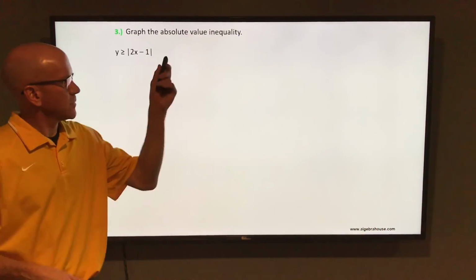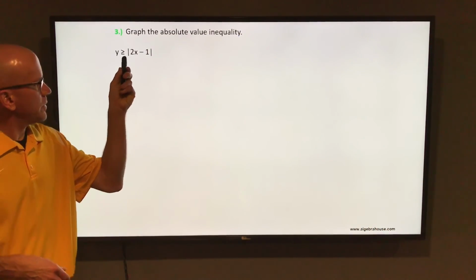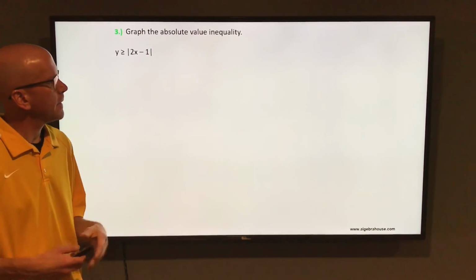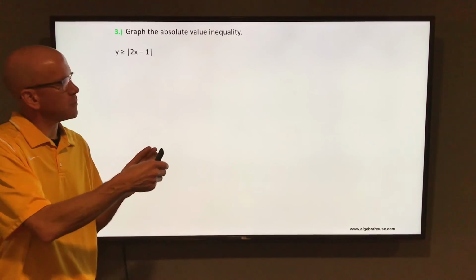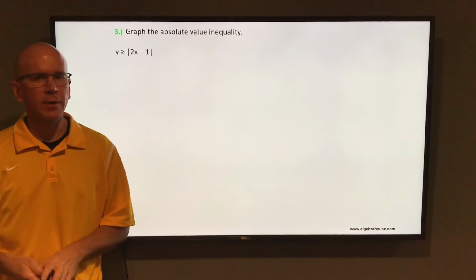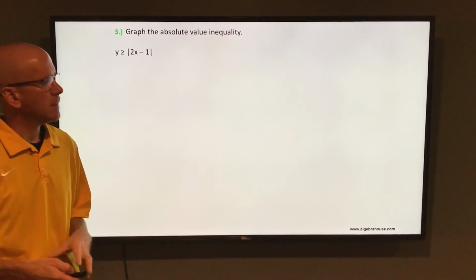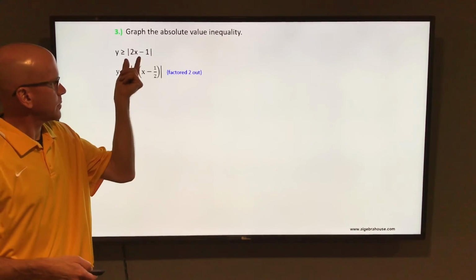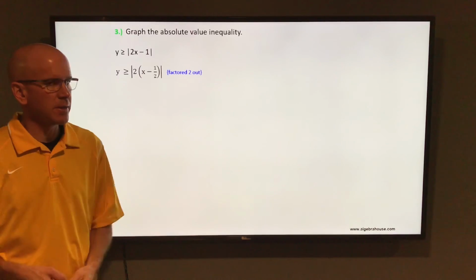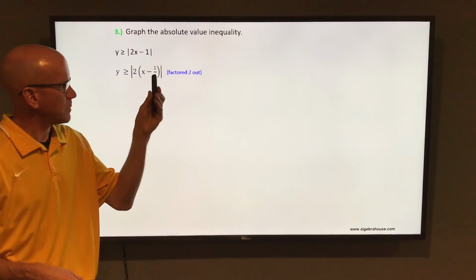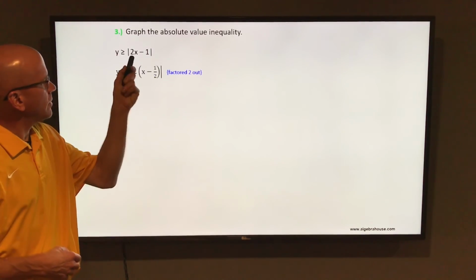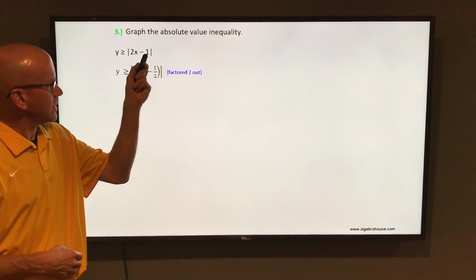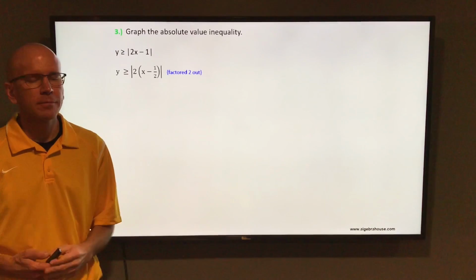Going to graph this absolute value inequality. y is greater than or equal to the absolute value of 2x minus 1. Remember, we have to get this in general or standard form. The absolute value of x minus h. Well, we have a little problem here. We have a 2 in front of the x. So what we're going to do is factor a 2 out of that expression inside the absolute value sign. It's going to be 2 times (x minus 1/2). So we're dividing 2x by 2, that's x. And dividing -1 by 2, that's -1/2.